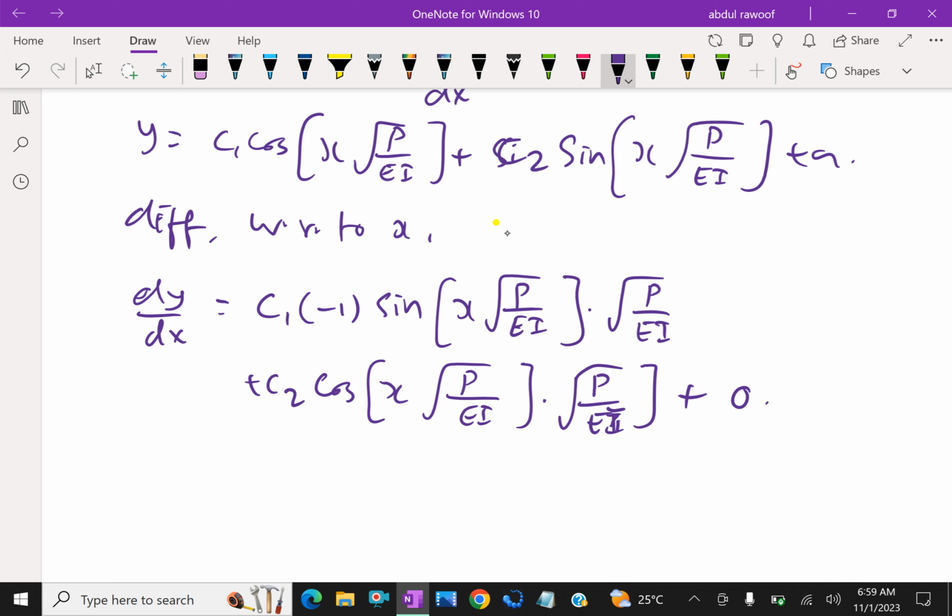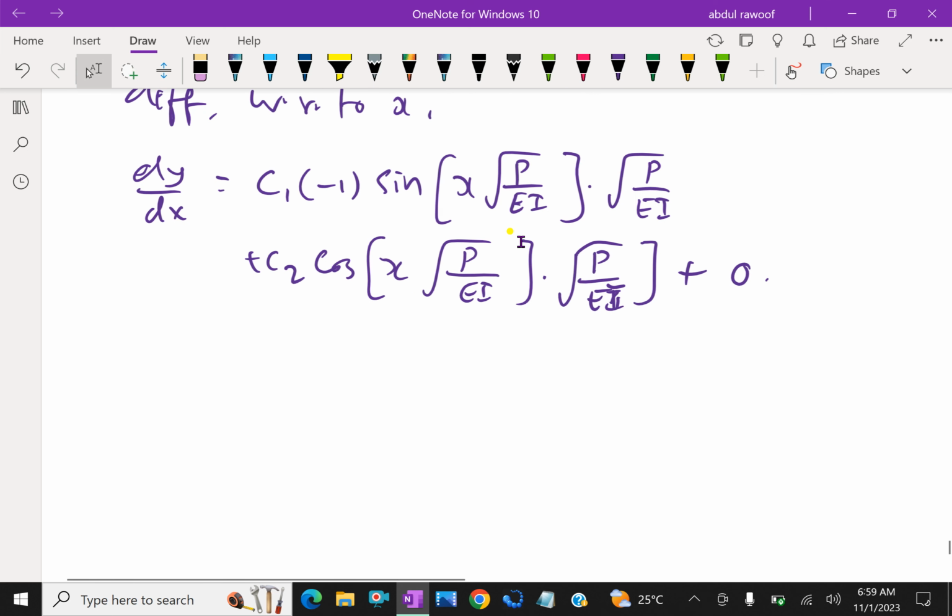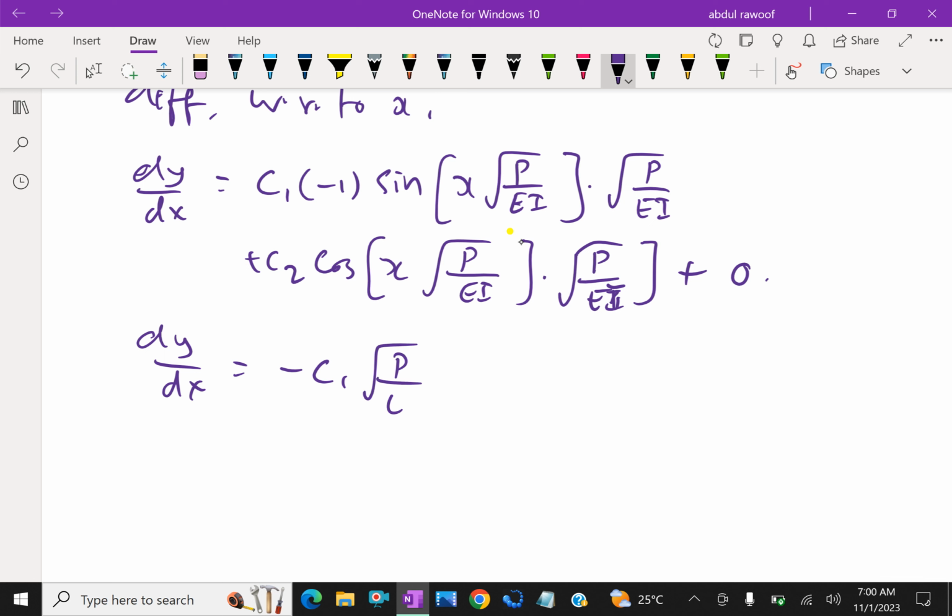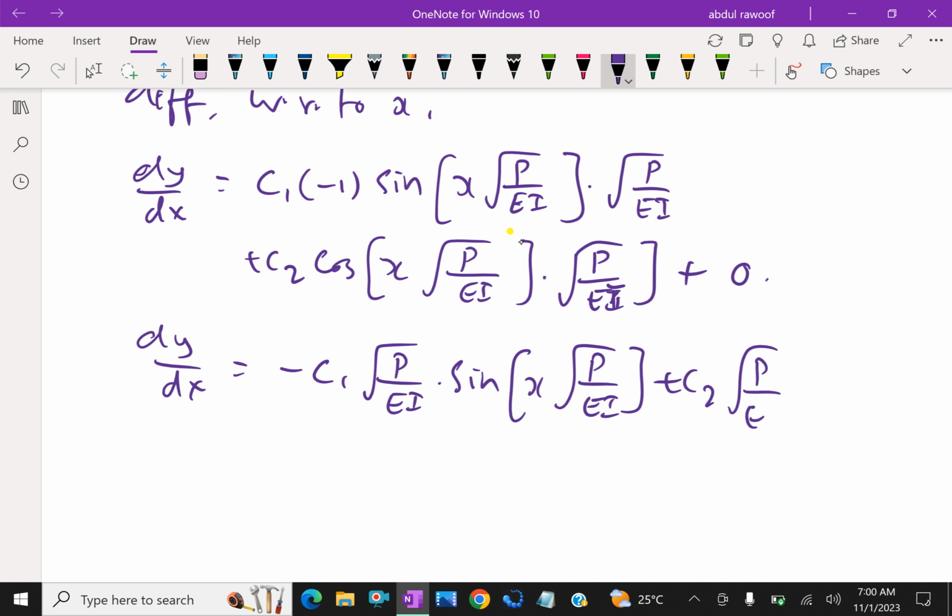And the differentiation is 0 with respect to x. Now further we will discuss here dy by dx equals minus c1 root of p over EI, in order we are writing sine of x square root of p over EI, plus c2 root of p over EI cos of x square root of p over EI.